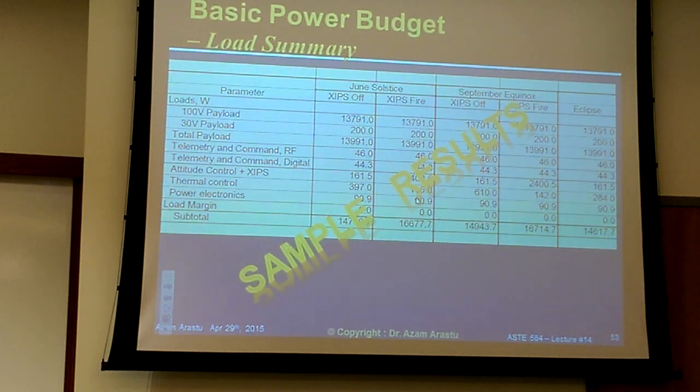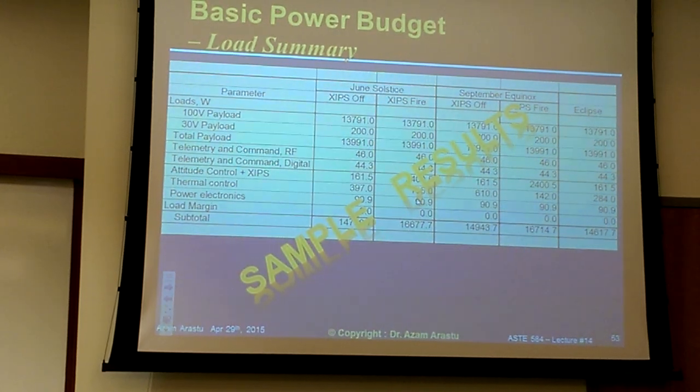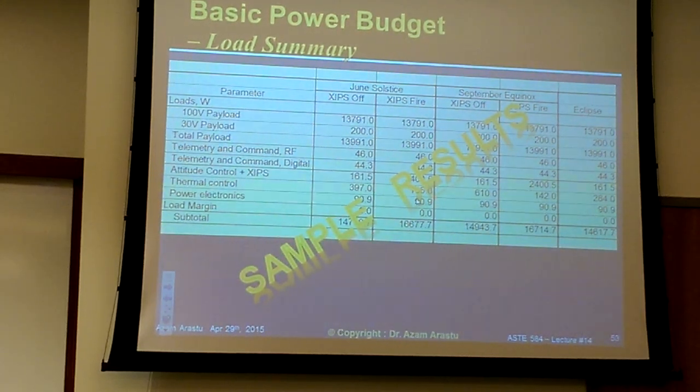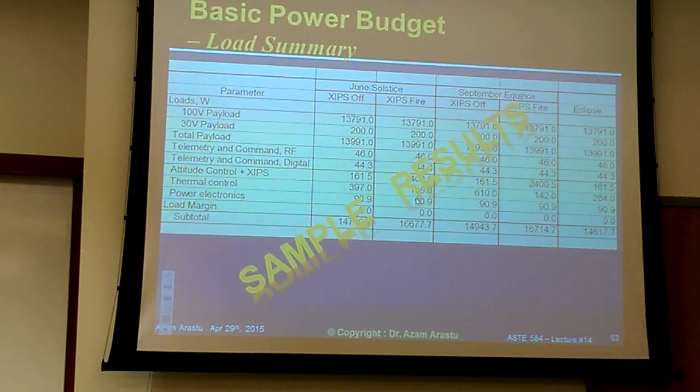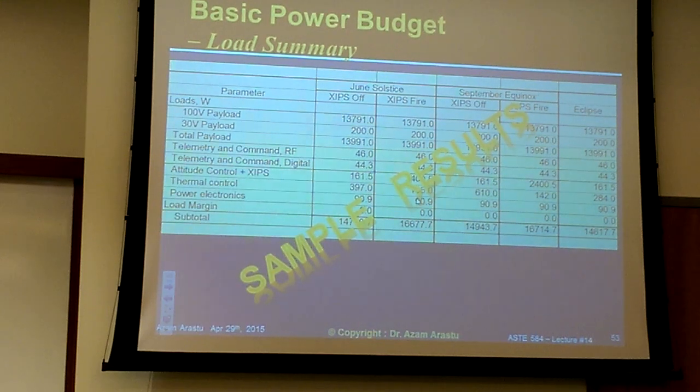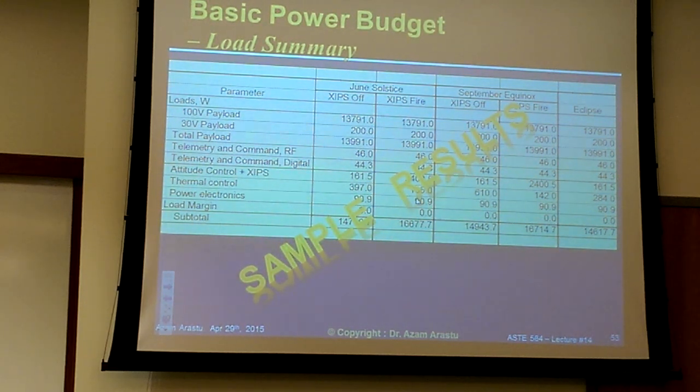A simple load summary. Again, here, this is a load summary. But in this case, you may have electric propulsion in this, or XIPS. So when it is off, this is the power load. When it is on, it's firing. Here you can see when I have XIPS on, then payload is this much, and then you have a pretty significant load on attitude control. Here is hardly any, and then you've got almost 2.4 kilowatts coming on. Similarly, September. This is another way you can look at it. What is XIPS? XIPS is the xenon ion propulsion system. It's an electrical load.